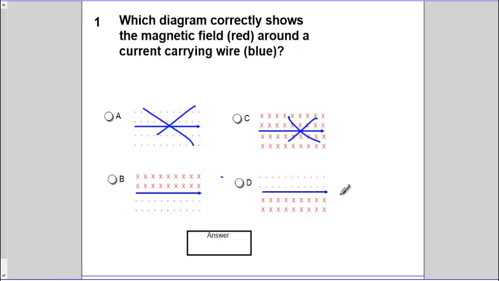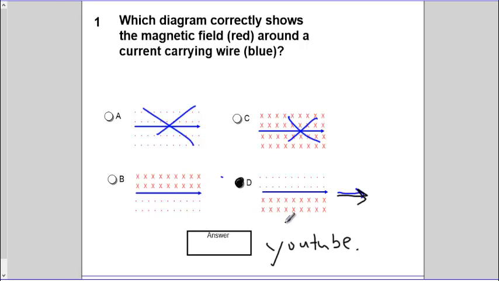If we grasp this wire and my thumb points in this direction, let's draw that in black, the magnetic field will come out of the page on top and go into the page on the bottom to make closed loops. That's D. I would go to YouTube and watch a video on how to find the magnetic field for a current carrying wire. There'll be plenty of options to see that.